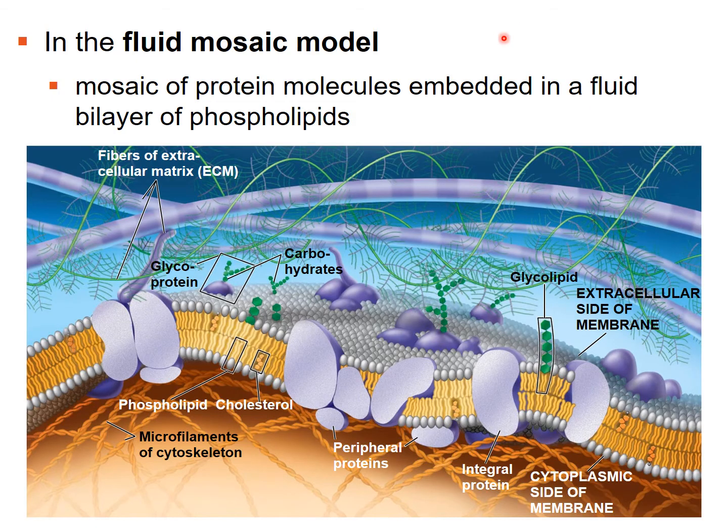Now, there were a couple models introduced in terms of the structure of the plasma membrane, and one final model would be the fluid mosaic model. The fluid mosaic model states that the plasma membrane is made up of phospholipids with protein molecules embedded in it in a varying distribution.